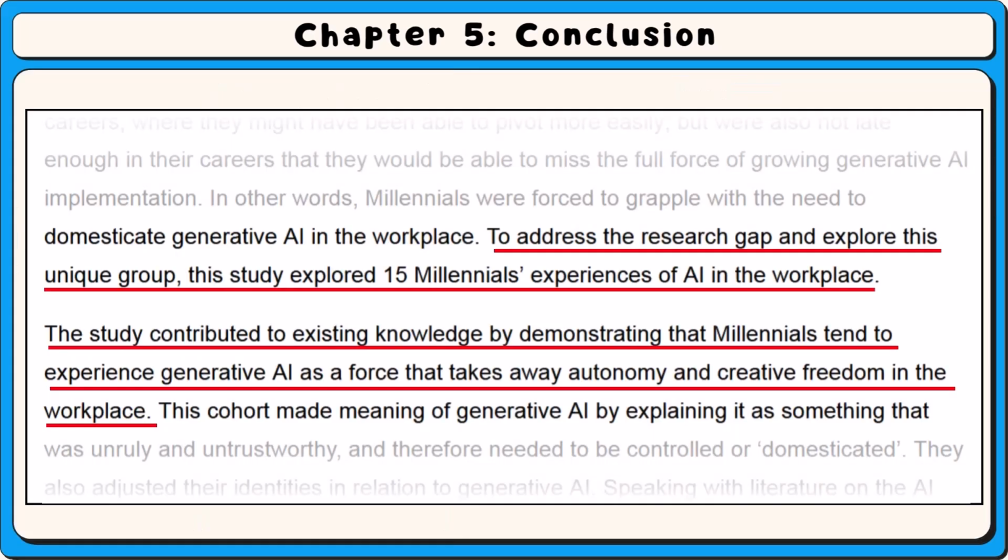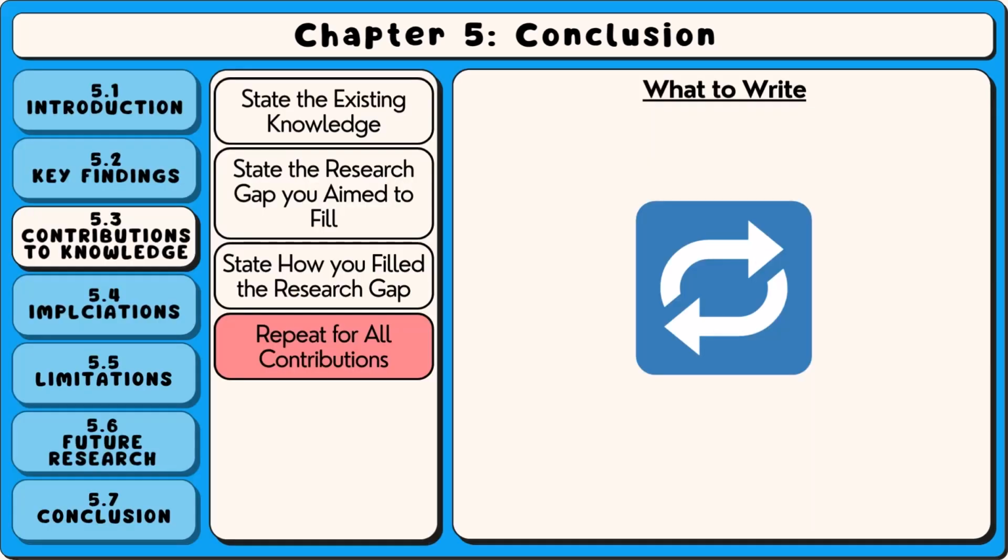Here's an example. To address the research gap and explore this unique group, this study explored 15 millennials' experiences of AI in the workplace. The study contributed to existing knowledge by demonstrating that millennials tend to experience generative AI as a force that takes away autonomy and creative freedom in the workplace. If you have multiple research gaps or multiple ways in which you added new knowledge to the literature, you would want to repeat for all contributions.